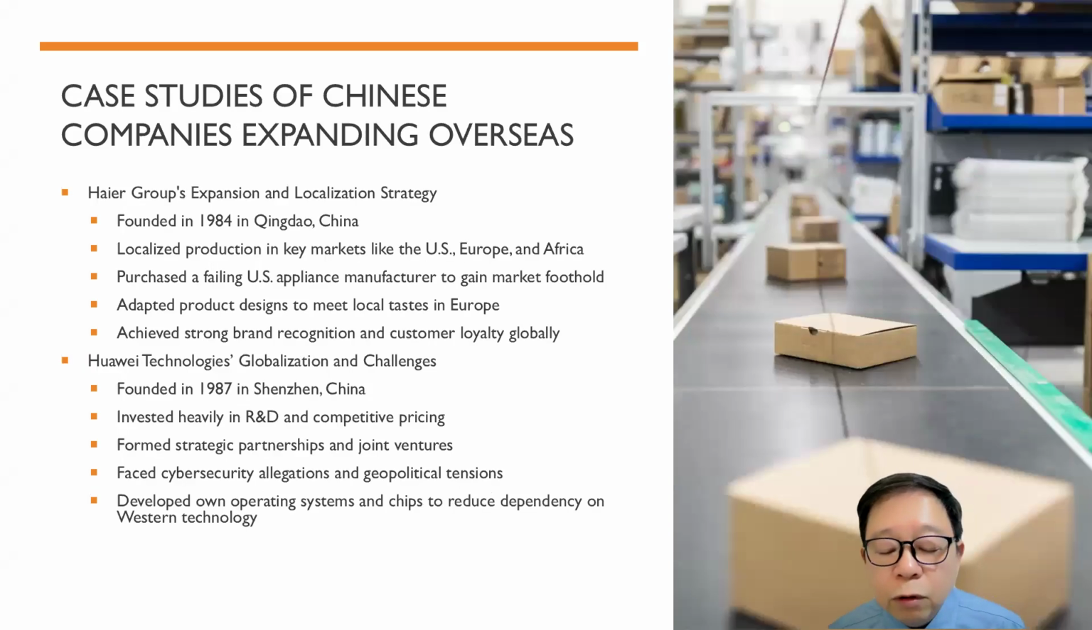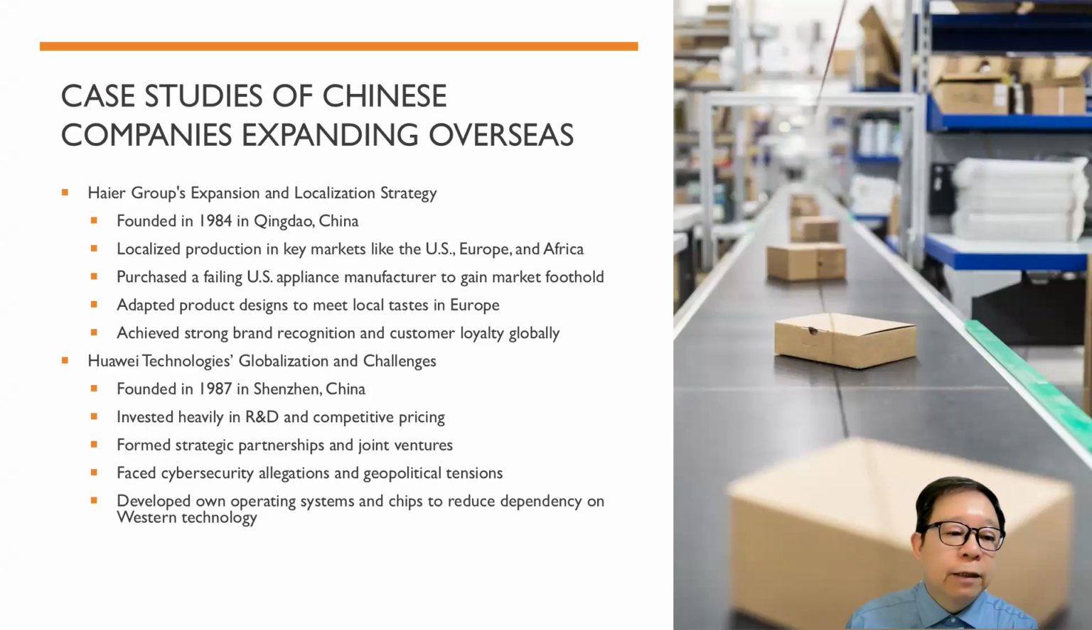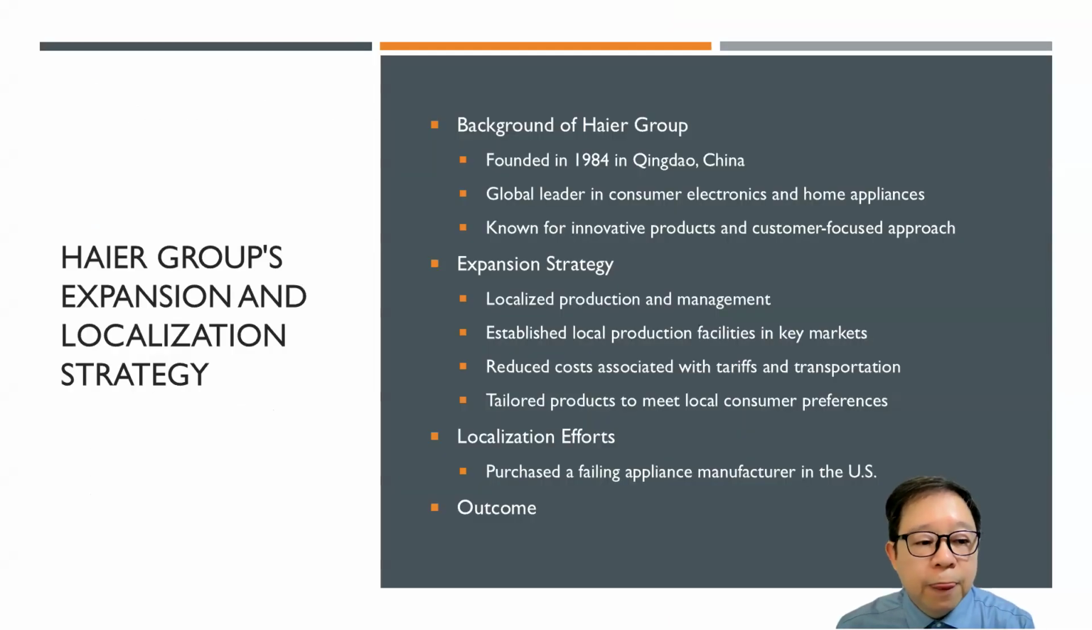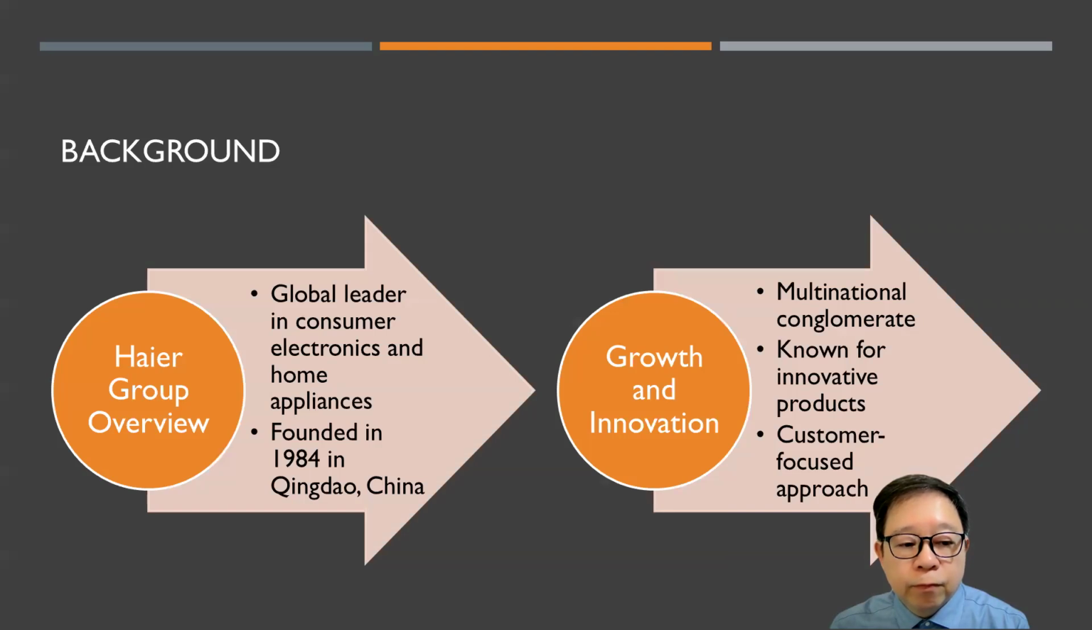So now we're going to look at two companies from China that have expanded successfully overseas, right? Haier was actually founded in 1984 in Qingdao. It is a global leader in consumer electronics and home appliances, and they are known for innovative products and a customer-focused approach. So this is the Haier Group overview and its growing innovation. It's a multinational known for innovation and customer focus.